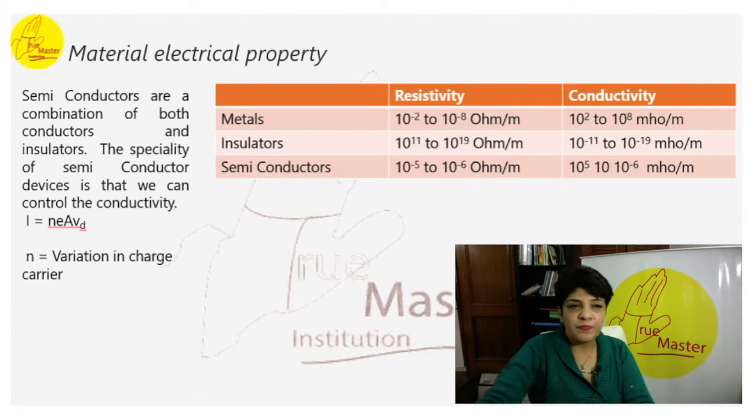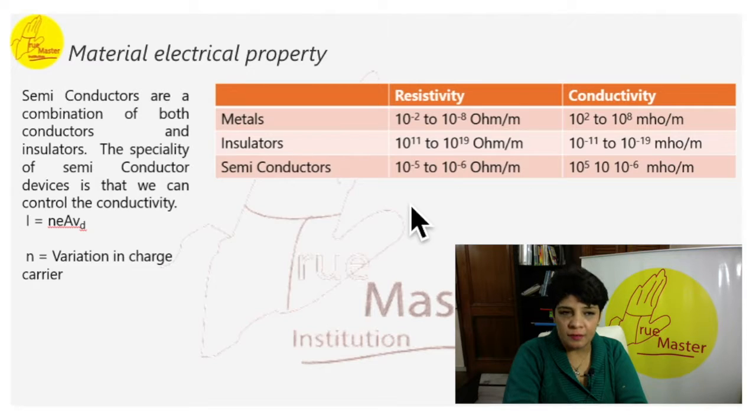Just noting down a formula: current I is equal to nAeVd, this formula that you are aware of. What is n? n is the number of charge carriers. So if we can vary this, then we can control the conductivity in a semiconductor. The range of resistivity and conductivity for conductor, insulator and semiconductor is given here, that if you want you can note it down.